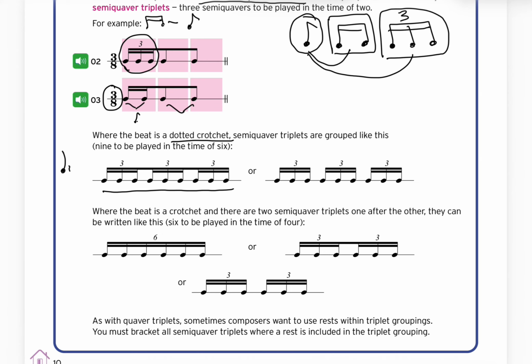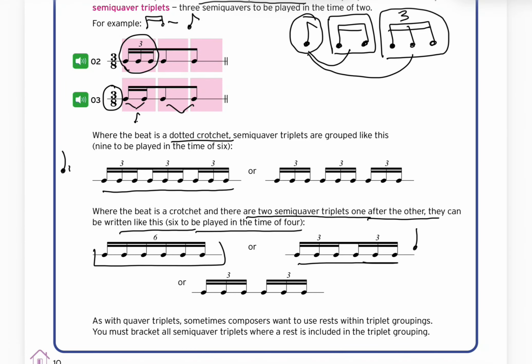Now where you see two semiquaver triplets, one after the other, they can be written as 6 to be played in the time of 4. So you can see this is called a 6 triplet also. Later on you'll understand that, and we can write it down like this. So this is equal to a crotchet beat. Okay, this one is equal to a crotchet beat because these three will make one quaver, and these three will make one quaver. That will be one crotchet beat. Okay, so for one crotchet beat we can write this also, and we can write this as well, and we can write them separately as well.